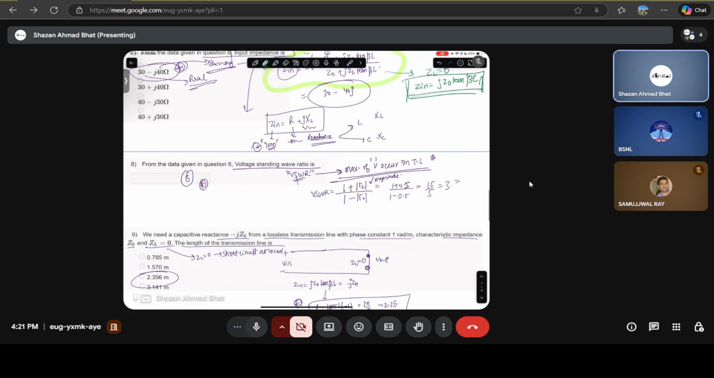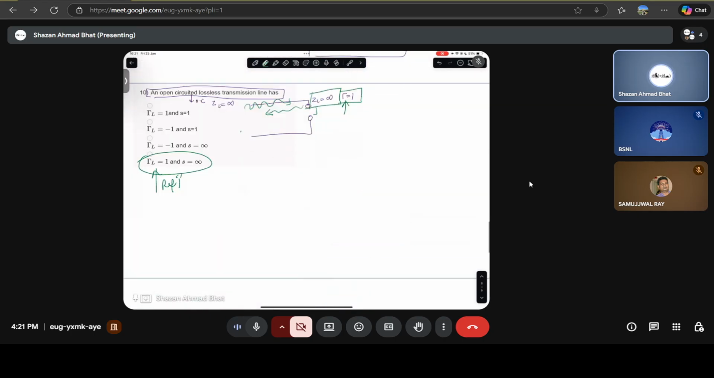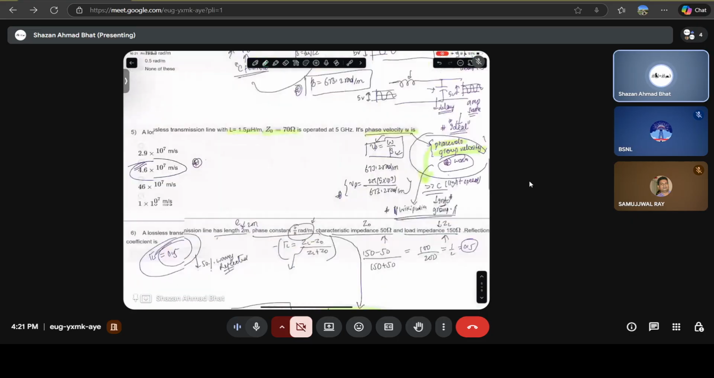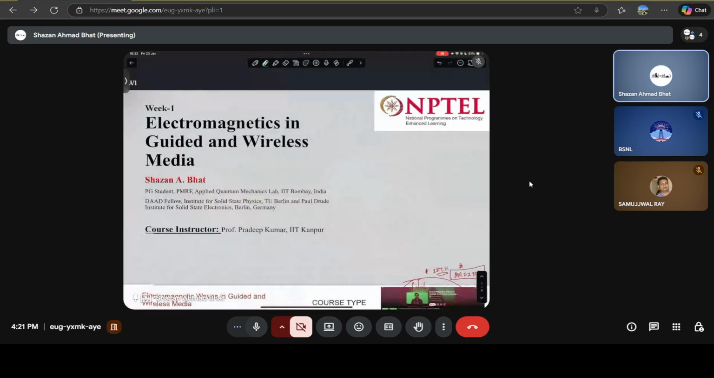Let's see if this makes sense. If VSWR is 1 plus gamma L divided by 1 minus gamma L, and gamma is 1, it will be 1 plus 1 divided by 1 minus 1, so this will become infinite. So yes, S is the VSWR, the standing wave ratio. That's the end of this particular problem set.